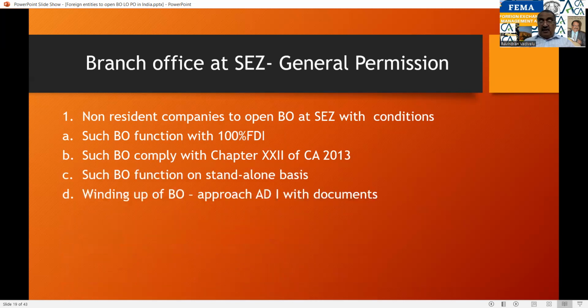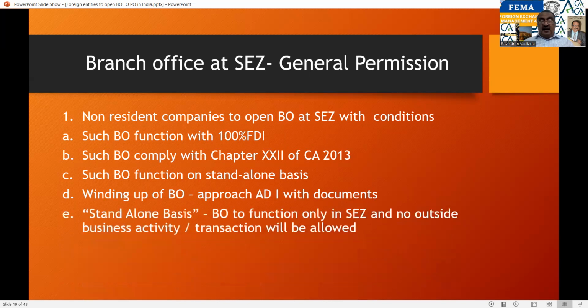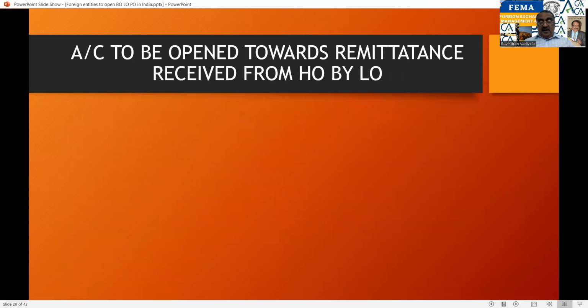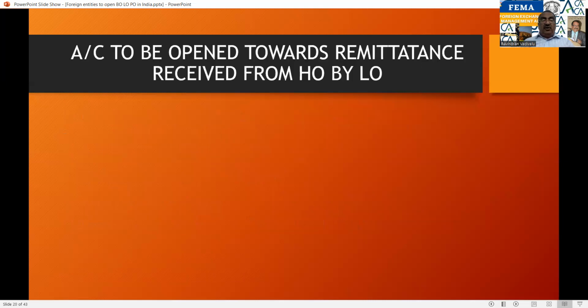And winding up a branch office, if they want to wind up, they have to approach the authorized dealers with the documents. And here, standalone means the branch functions only in the SEZ, and no outside business activity or transaction is allowed. So then only general permission will be given. And the account to be opened.